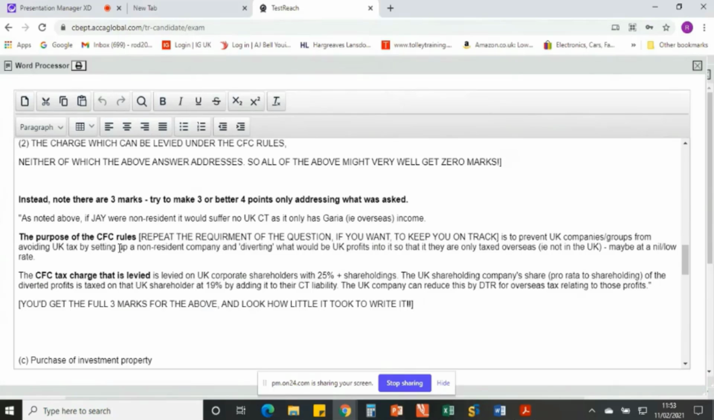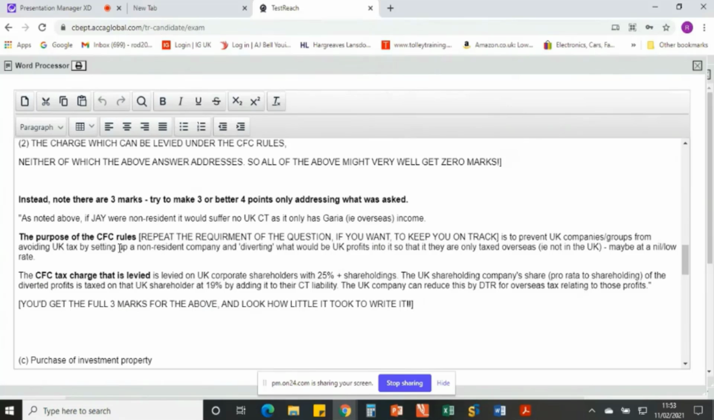Okay, now that is, again, a full answer that would get all the marks. You might not have written as much of that. You might not have talked about DTR. Fair enough. You might have been a little bit more imprecise in the way you worded things. Fair enough. But you're going to be getting some of those 3 marks. So that is a very full answer that would get all 3 marks.